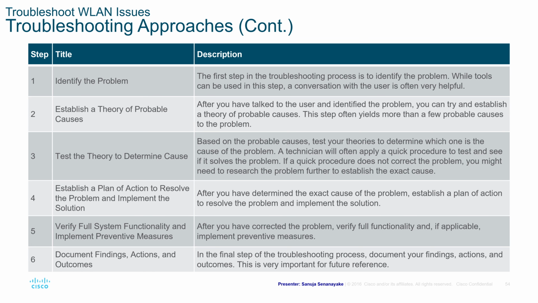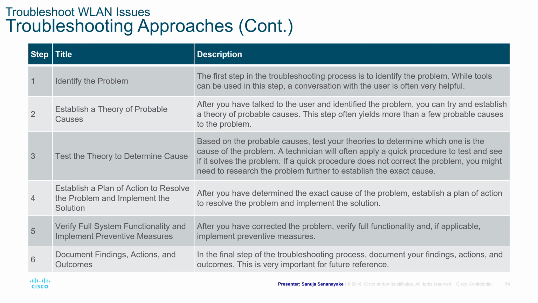The next step is going to be to establish a plan of action to resolve the problem and implement the solution. After you have determined the exact cause of the problem, you need to establish a plan of action to resolve the problem and then implement that solution. Finally, we need to verify full system functionality and implement preventative measures. After you have corrected the problem, verify all the functionality, and if applicable, implement preventative measures.